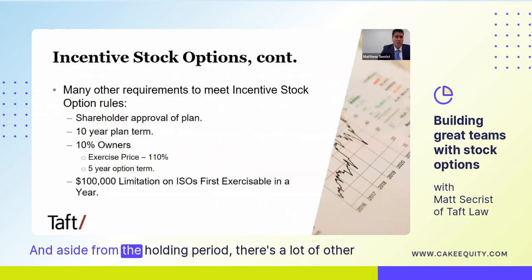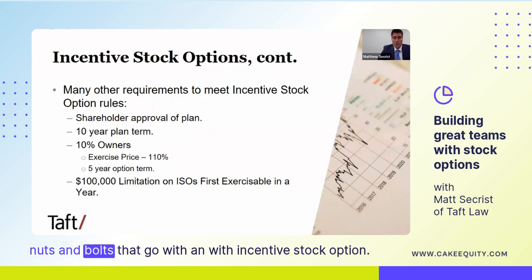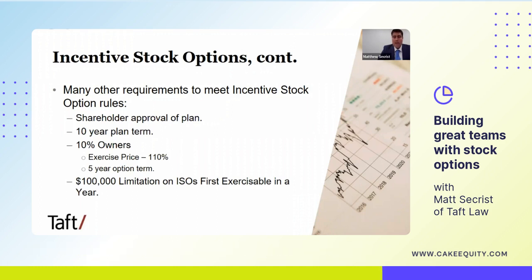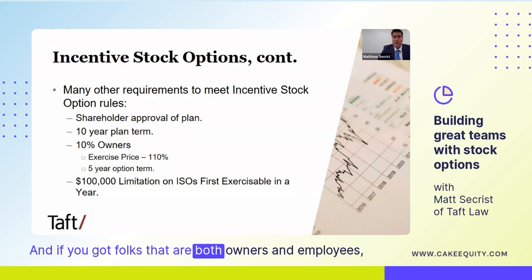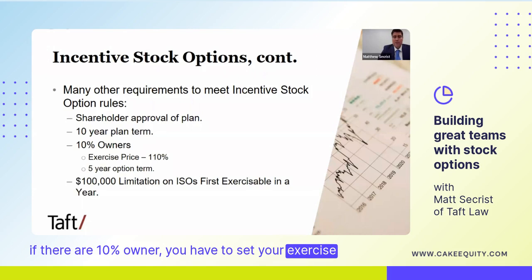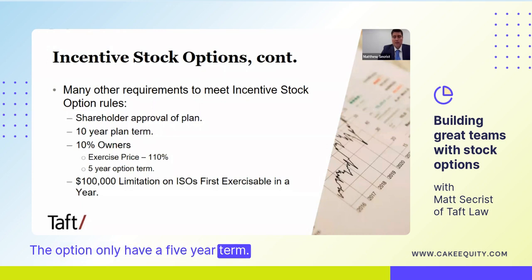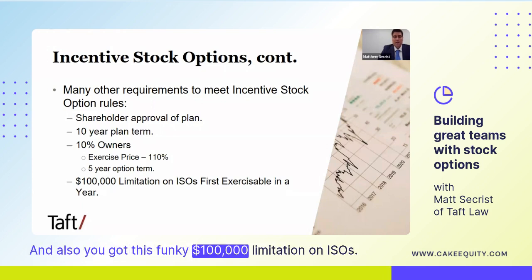And aside from the holding period, there's a lot of other nuts and bolts that go with an incentive stock option. First of all, you've got to get shareholder approval of the plan. The plan can only have a 10-year term. And if you have folks that are both owners and employees, if they're a 10% owner, you have to set your exercise price at 110% of the fair market value on the date of grant, and the option can only have a 5-year term. And also you've got this funky $100,000 limitation on ISOs.